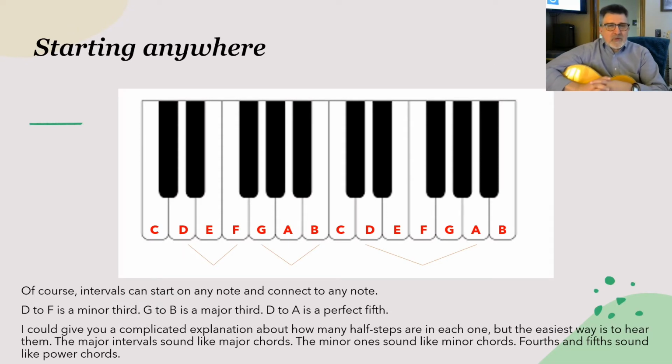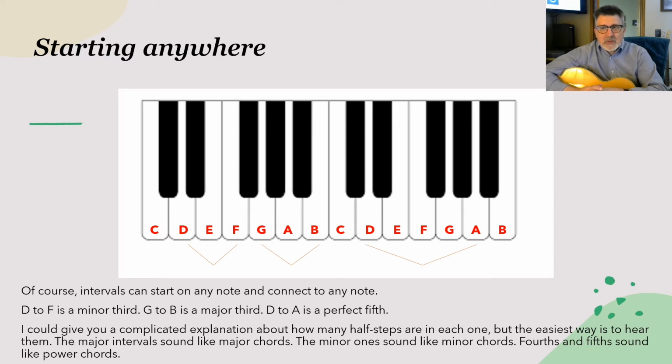Now, we started from C, counting up to D and to F to figure our intervals, but obviously you're not going to start on C every time. So depending on what key you're in and what chords you're playing, you may start on other notes. So let's say, for example, you start on D.